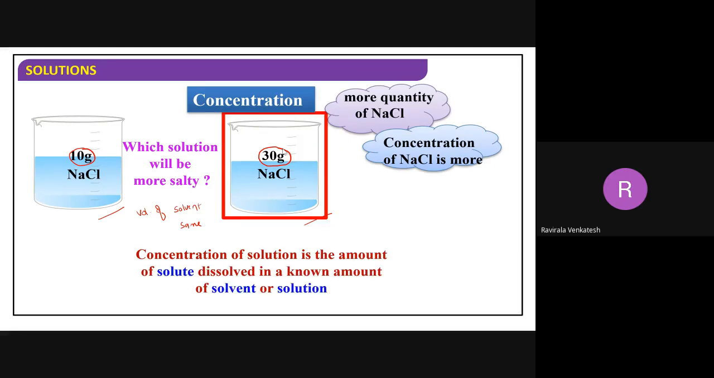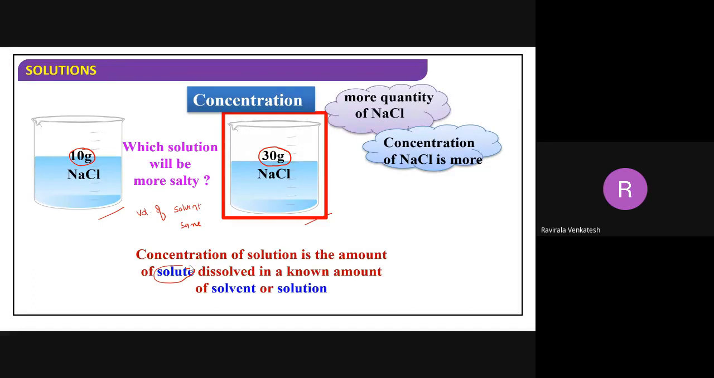Now, what I'm saying here: the concentration of a solution is the amount of solute dissolved in a known amount of the solvent. You can also call that solution. Understood the definition of concentration, all of you? Very simple. The amount of solute you are dissolving in a known amount of solvent is called concentration.